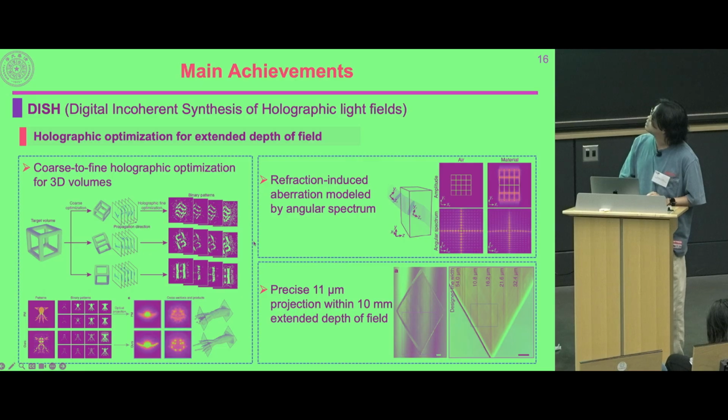In summary, we use coarse-to-fine holography optimization to optimize the illumination pattern. Conventional methods use very intuitive patterns, but by using our holographic optimization method, we are able to generate a very optimized holographic pattern, which results in high-resolution 3D printing. We also corrected the aberration from the air-solution interface refraction, and we achieved almost 11 micrometer precision across the 1 centimeter printing space.